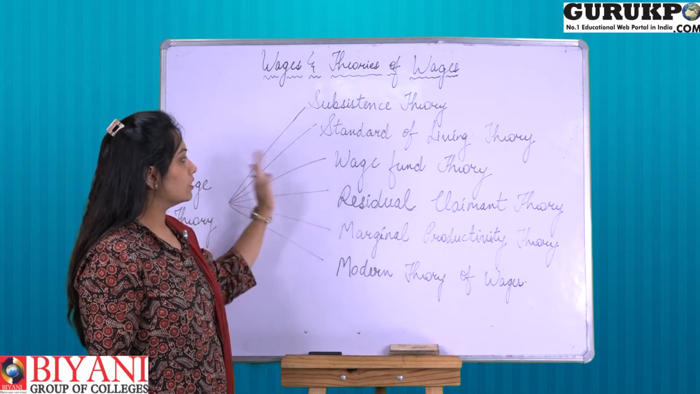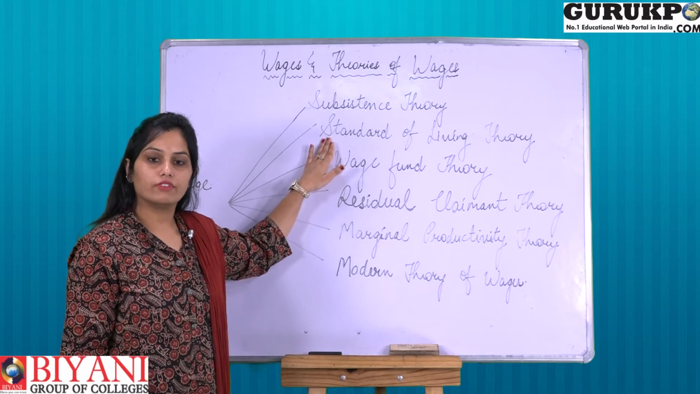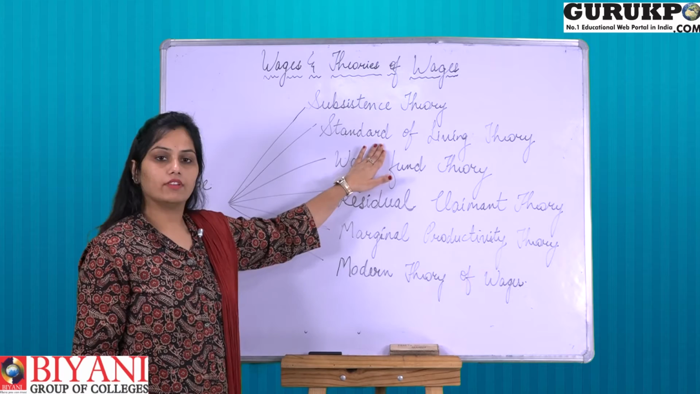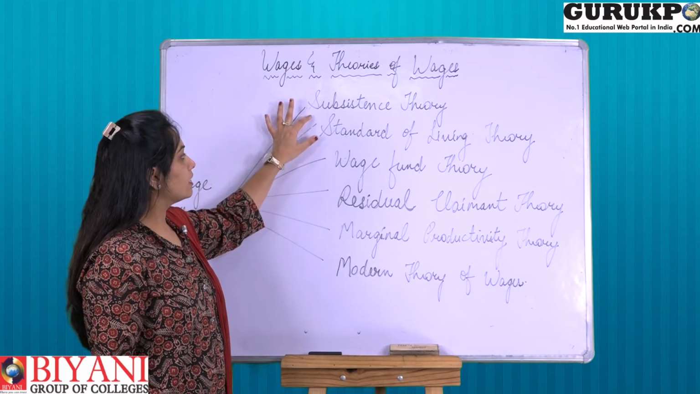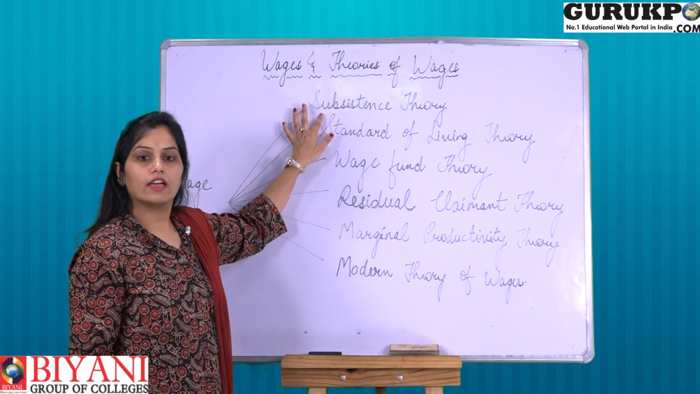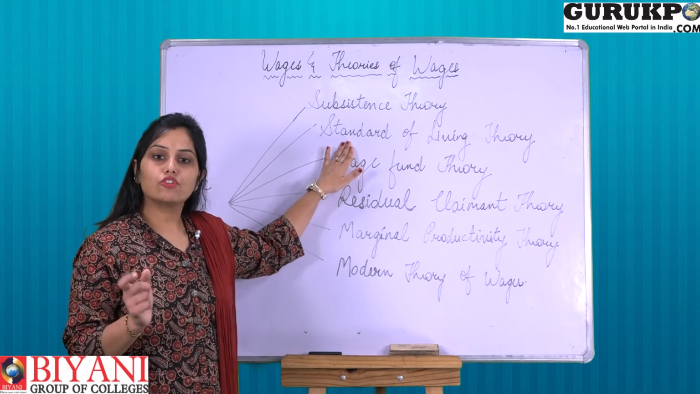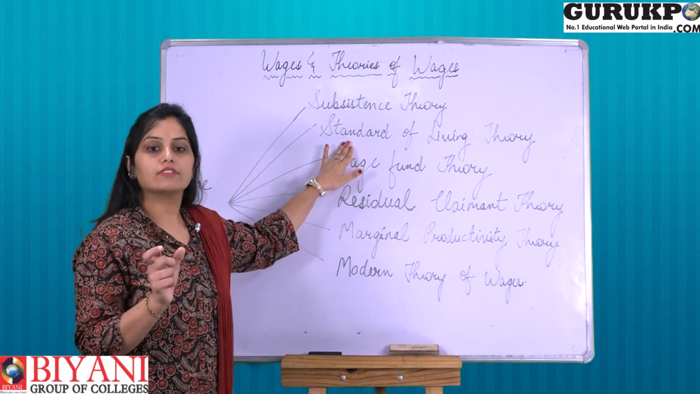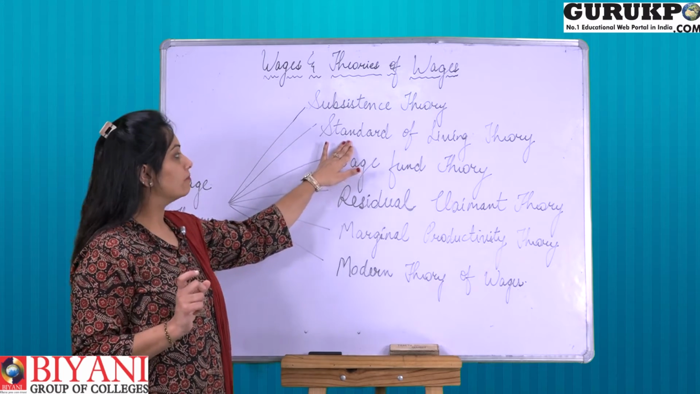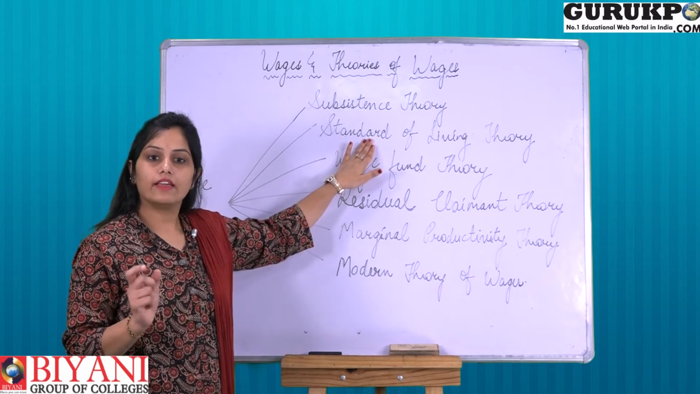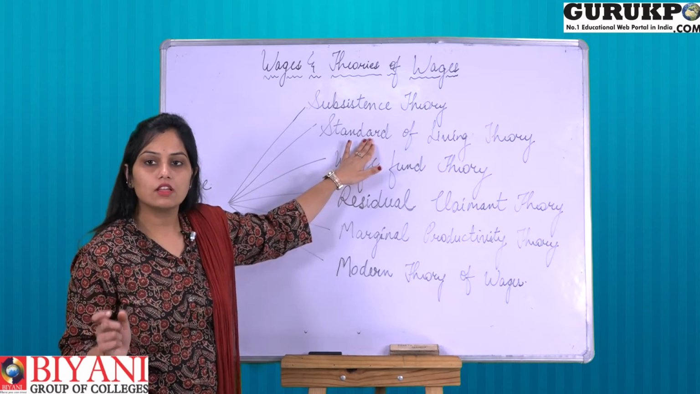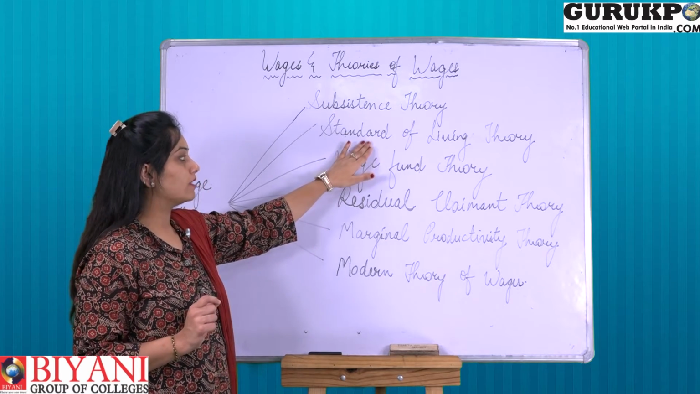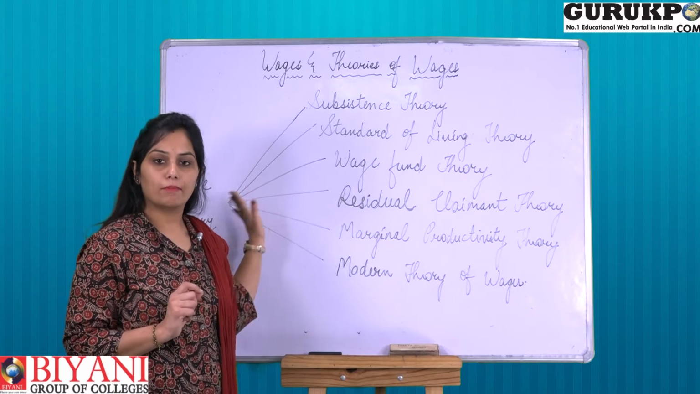First is the subsistence theory. Second is the standard of living theory of wages. What is standard of living? This is a little bit of increment in the subsistence level. Apart from food, clothing and shelter, some more is given by which the employee can fulfill his children's education and a little bit of recreational activities. That amount is paid by the employer to the employee.